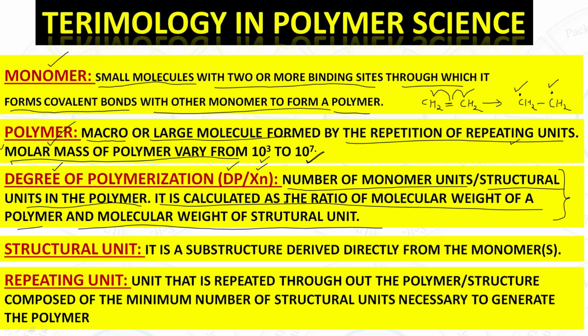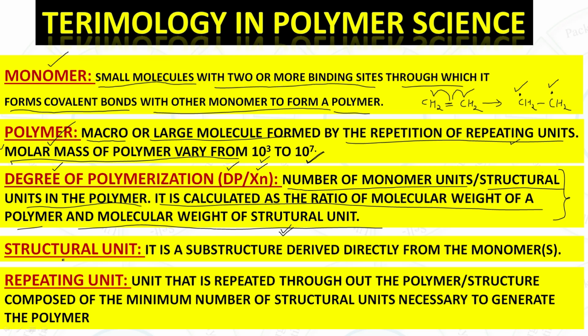Sometimes in various textbooks you can find the term molecular weight of the repeating unit. Please remember, degree of polymerization is not the ratio of the polymer to the repeating unit, but it is the ratio of the molecular weight to the structural unit. It is not the repeating unit. There is a difference between the repeating unit and the structural unit, and in a little while I am going to discuss the difference between them also.